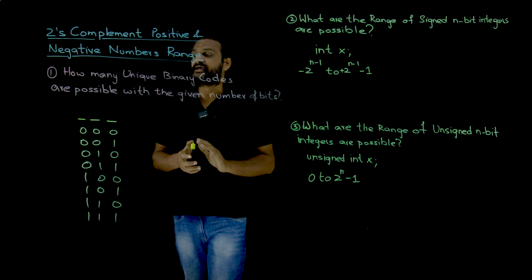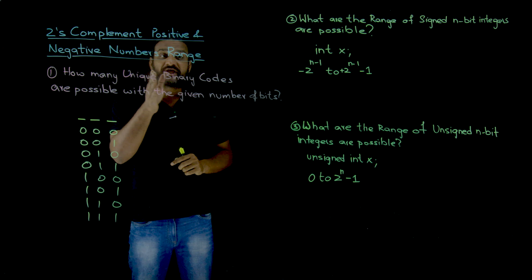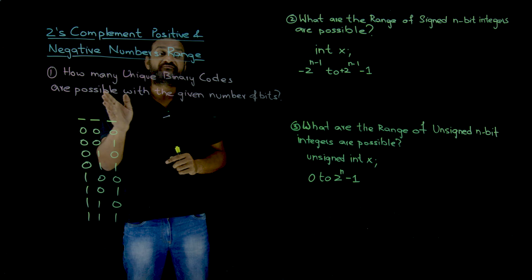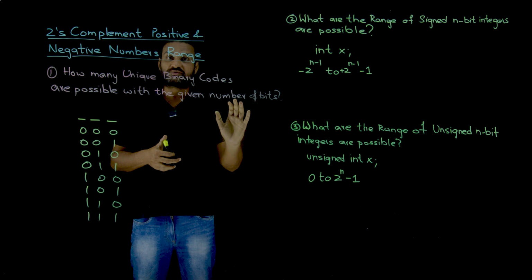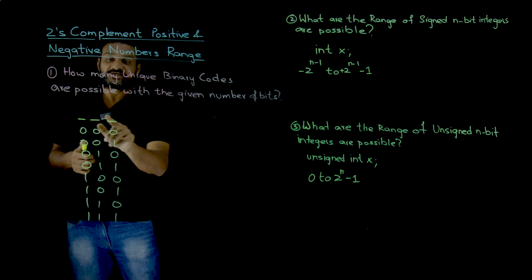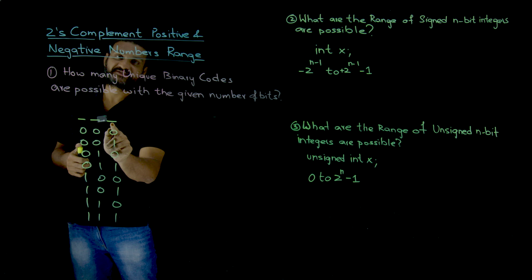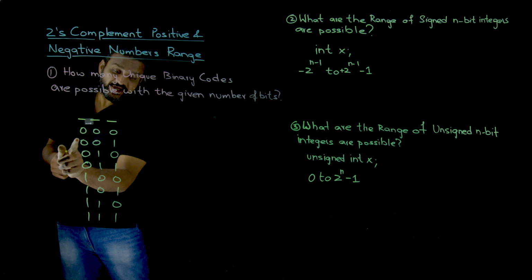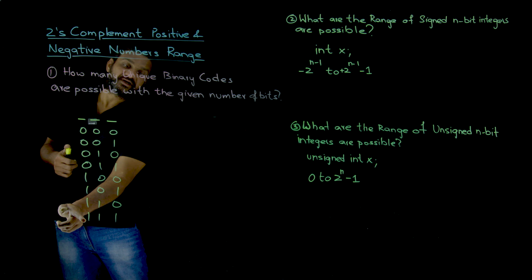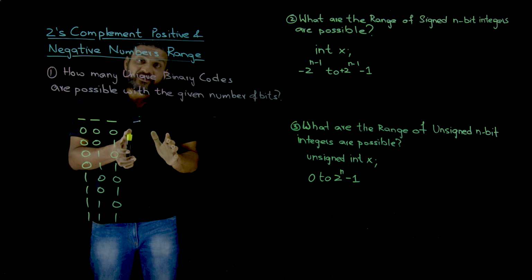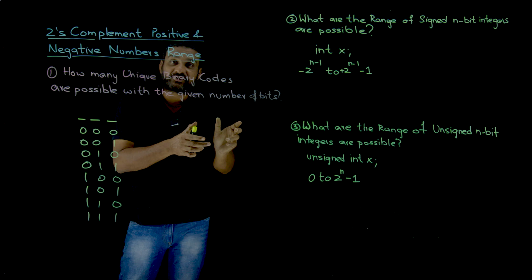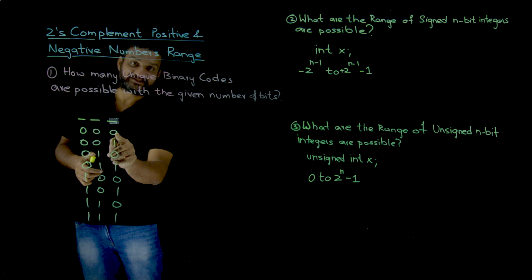The first question is, how many unique binary codes are possible with a given number of bits? What I mean to say is, let's assume that we have a 3-bit space. How many unique binary codes are possible? There are 8 possibilities, so 8 different binary codes are possible with zeros and ones.